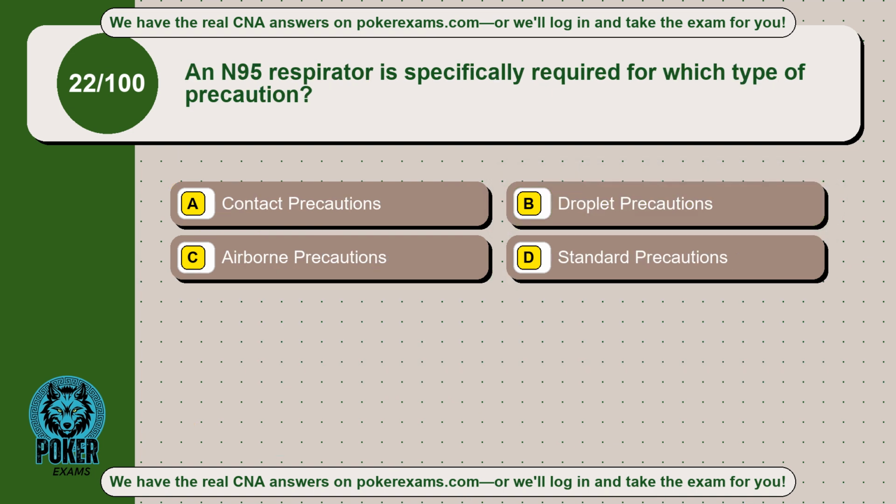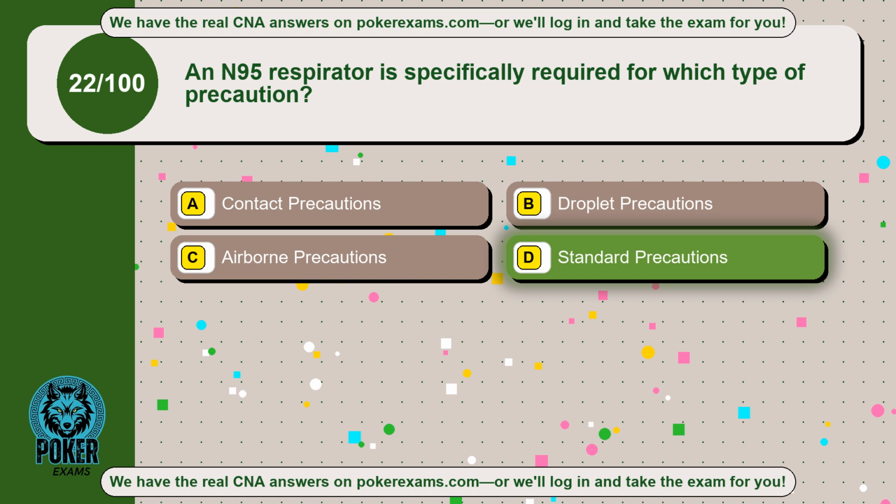Question 22. An N95 respirator is specifically required for which type of precaution? Option A, contact precautions. Option B, droplet precautions. Option C, airborne precautions. Option D, standard precautions.